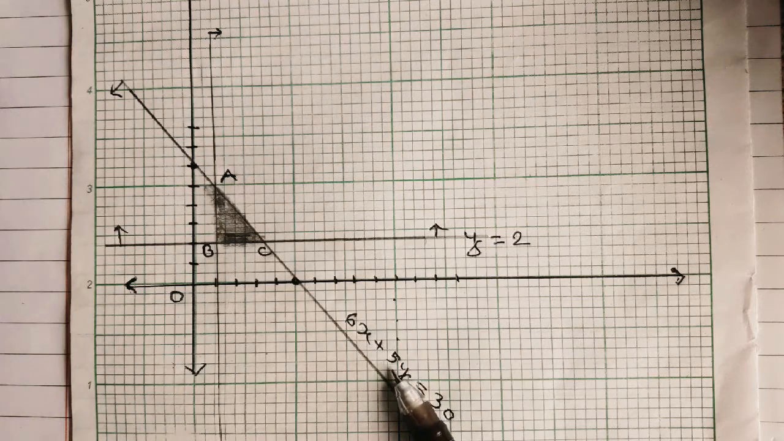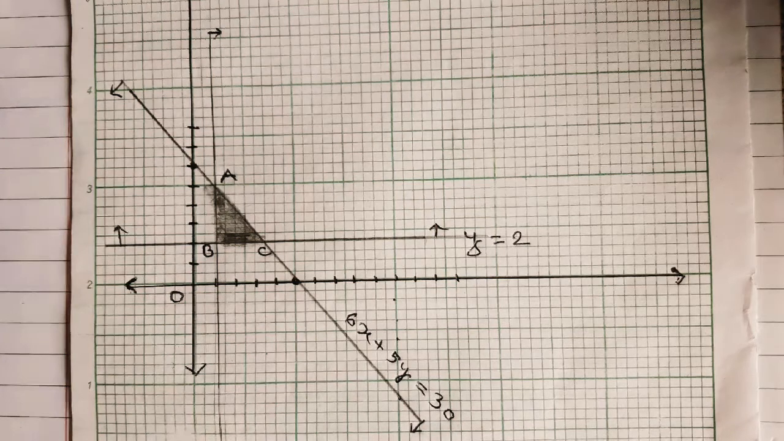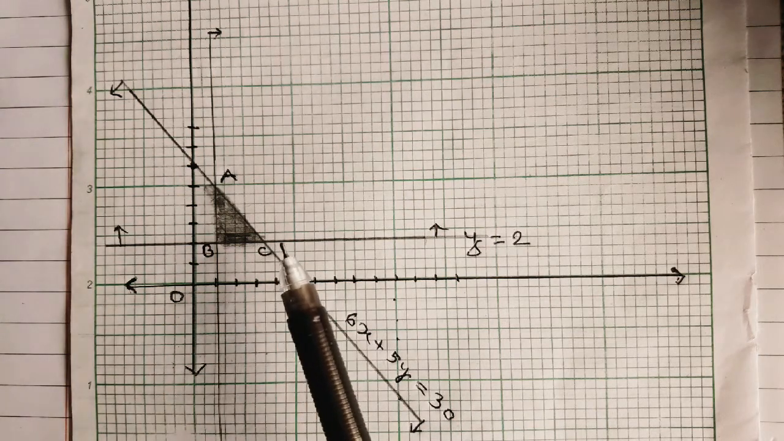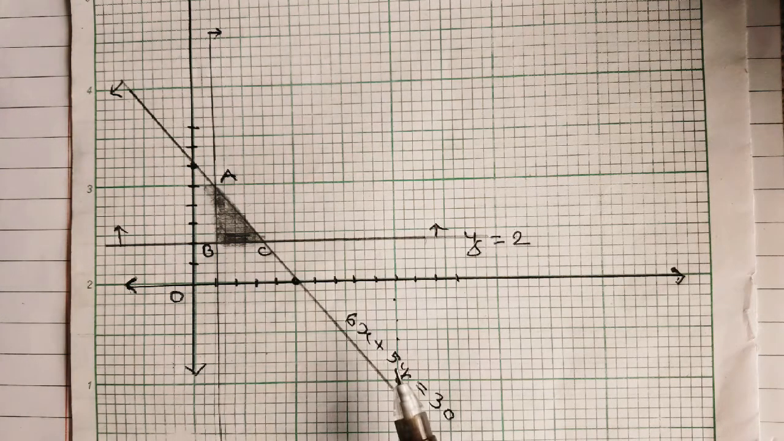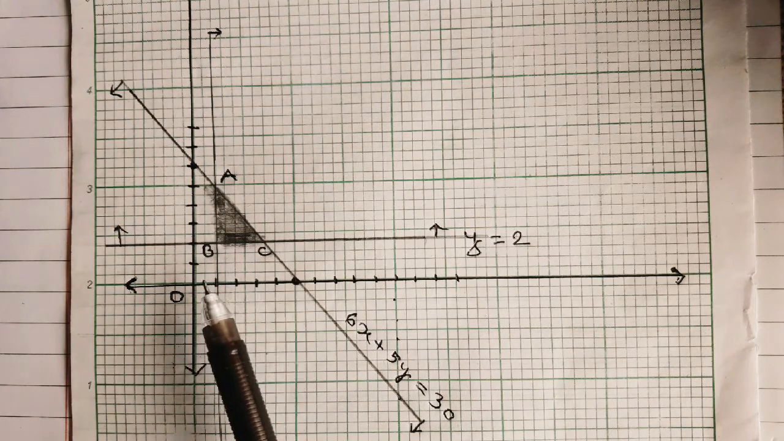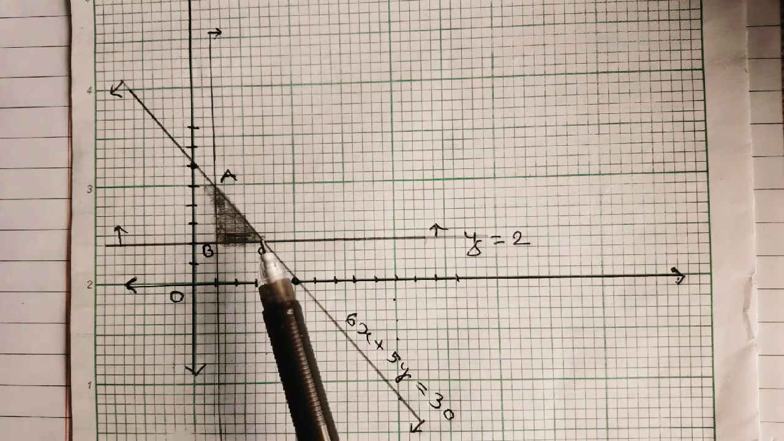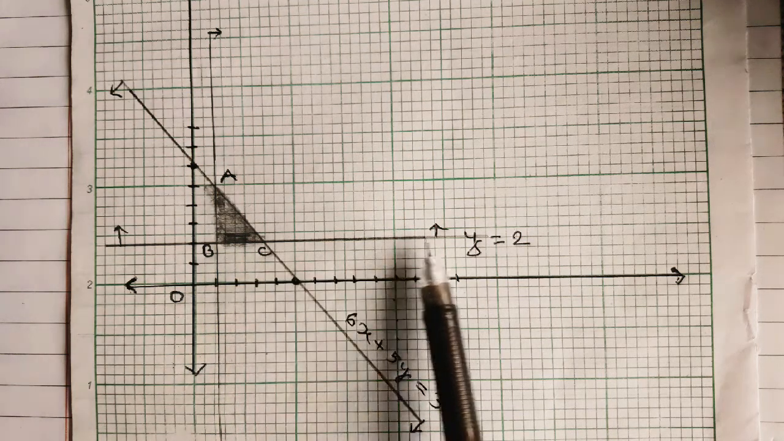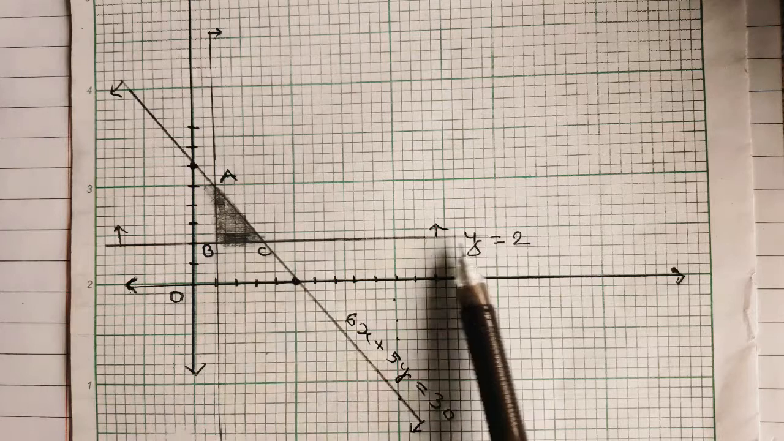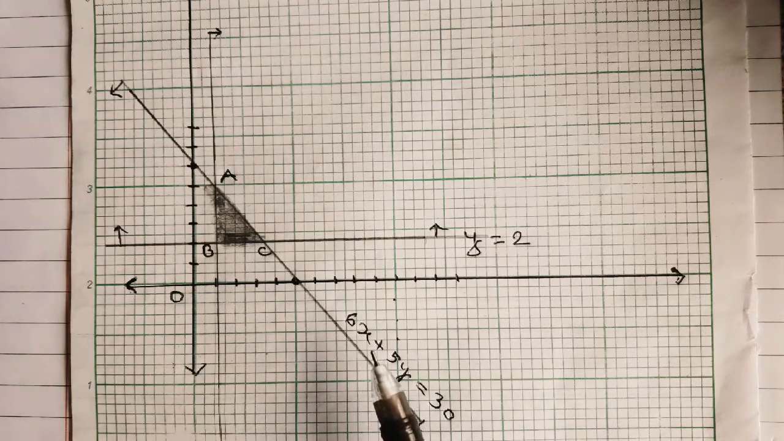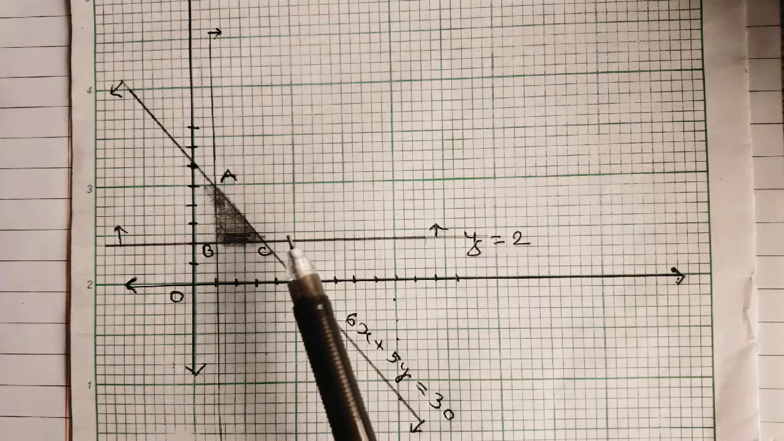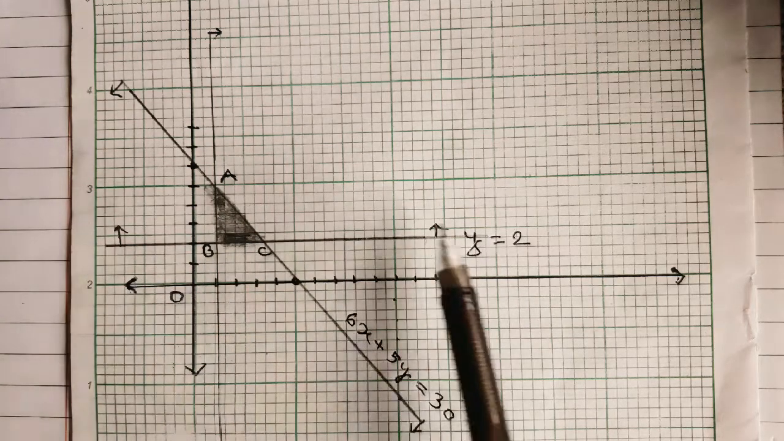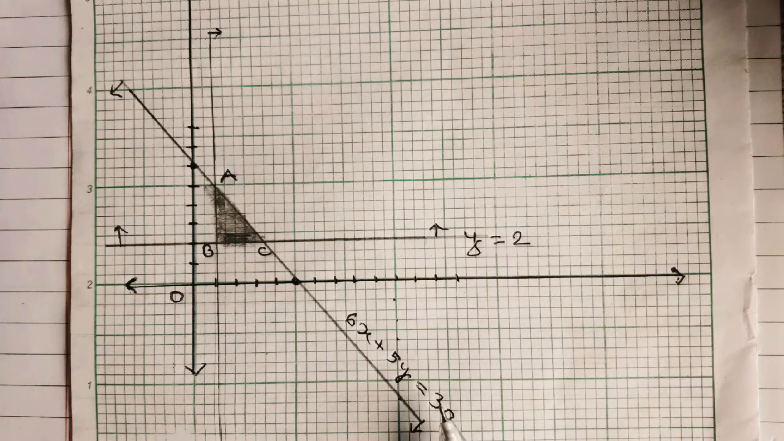To find the coordinates of C, we have to put the value y equal to 2. We cannot directly get the exact value of x, the x coordinate of the point C, because it lies between two points. We know the y coordinate of the point C is 2. So to find the x coordinate, we have to put the value of y equal to 2 in the first equation, because the point C is the intersection of the line y equal to 2 and the line 6x plus 5y equal to 30.